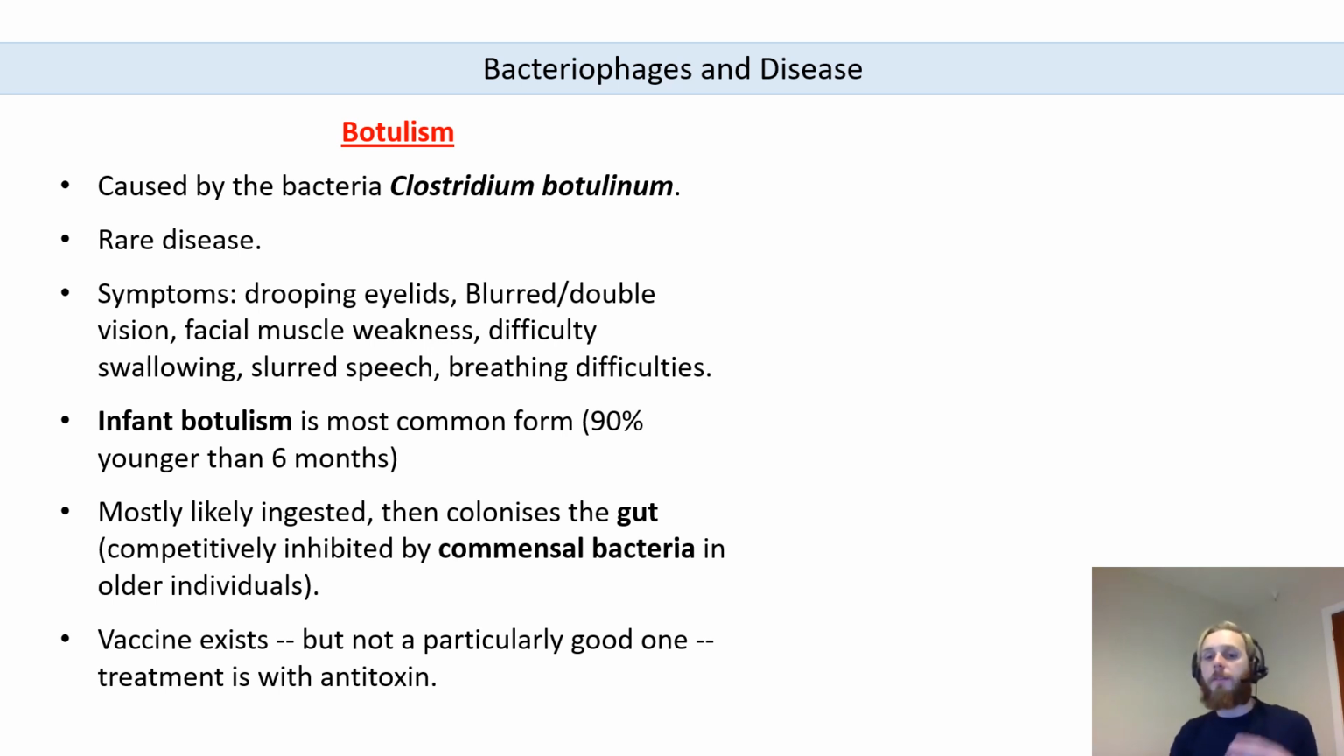Next up, we have botulism. Again, a hugely important disease caused by Clostridium botulinum.